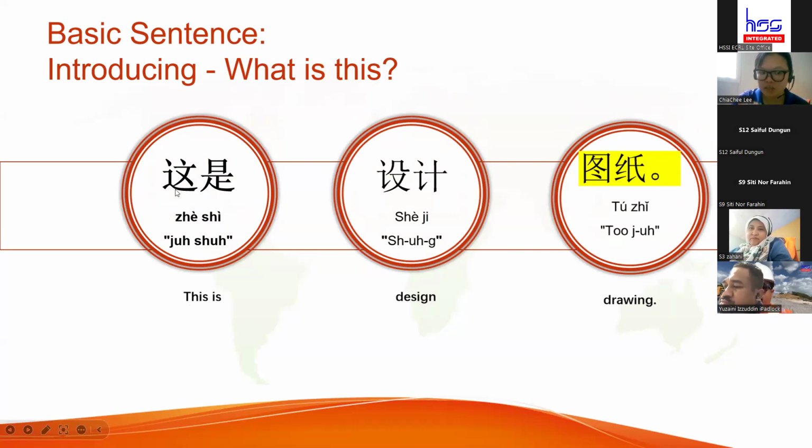这是设计图纸. Alright, this is a specific answer. Generally, I can answer 这是图纸. This is drawing. That's all. But when we want to specify it, I say 这是设计图纸. Same question applied to the second type of drawing.